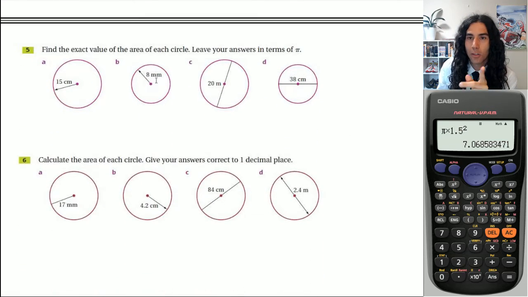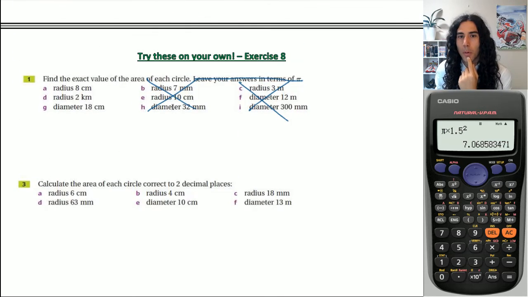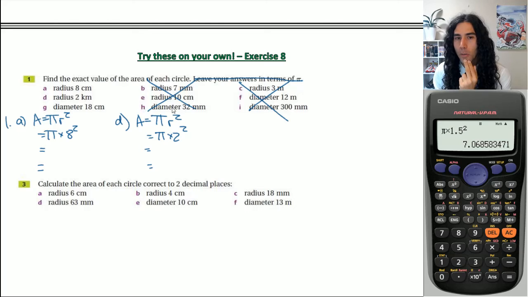And then for this page, no, not going to leave your answer in terms of pi. We're just going to give an actual answer. And we'll do those as well. So 1 to 8. What you're going to do, write the formula, substitute, work out what that is, then round it. For D, area equals, write the formula, substitute, work out what that is, round it.